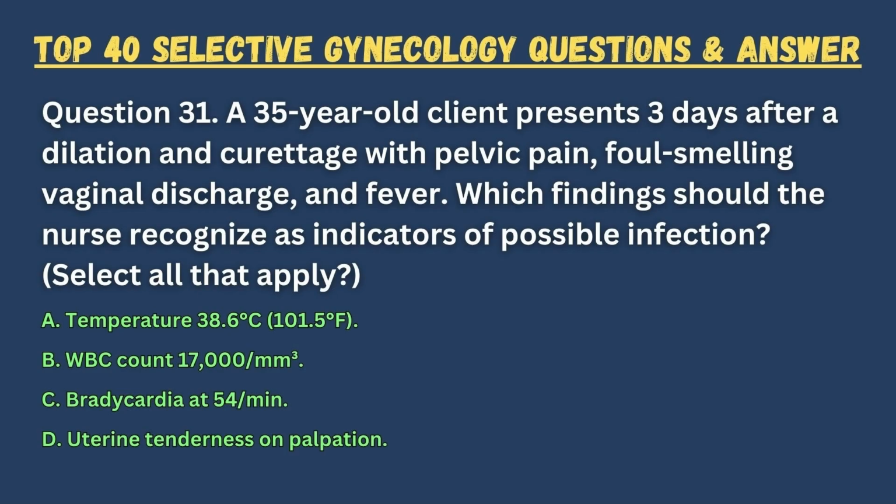Question 31. A 35-year-old client presents 3 days after a dilation and curettage with pelvic pain, foul-smelling vaginal discharge, and fever. Which findings should the nurse recognize as indicators of possible infection? Select all that apply. A. Temperature 38.6 degrees Celsius, 101.5 degrees Fahrenheit. B. WBC count 17,000 per cubic millimeter. C. Bradycardia at 54 per minute. D. Uterine tenderness on palpation.